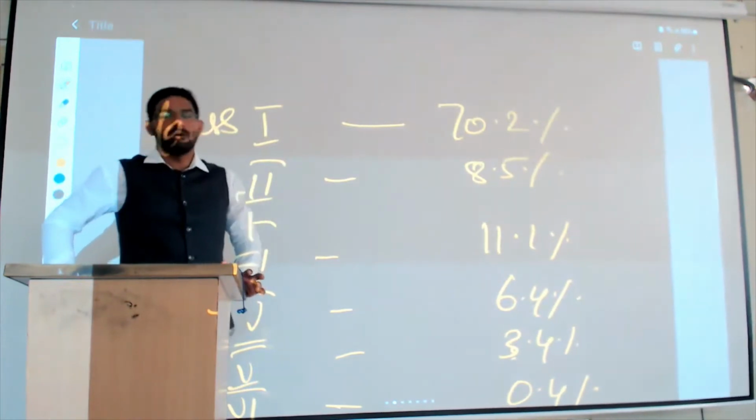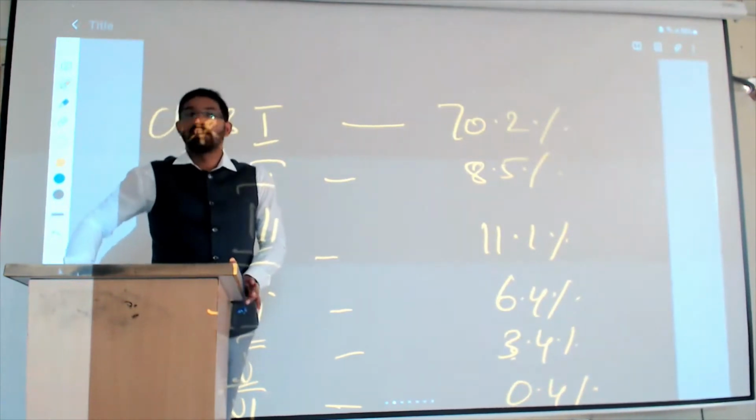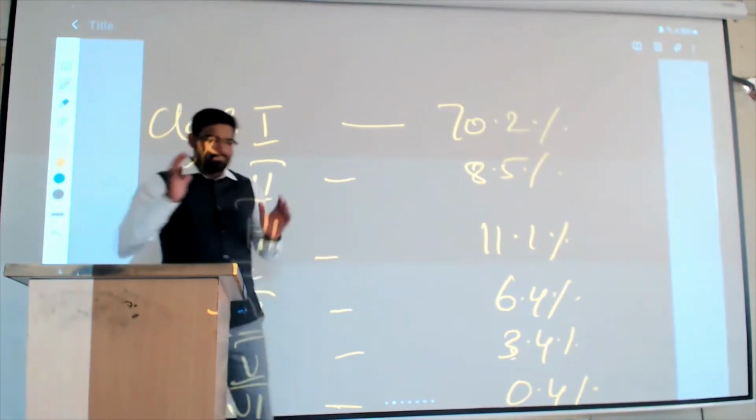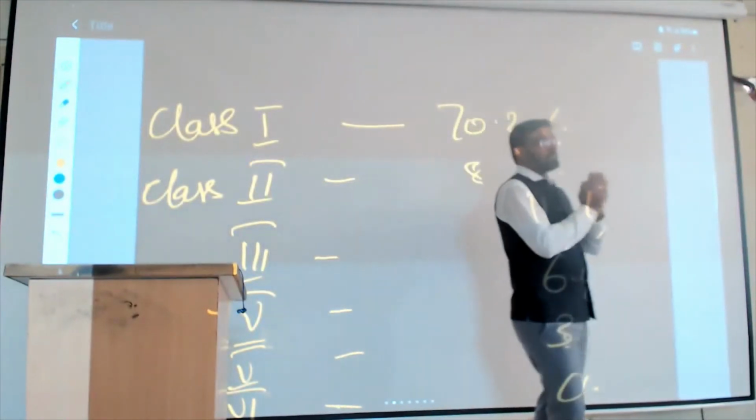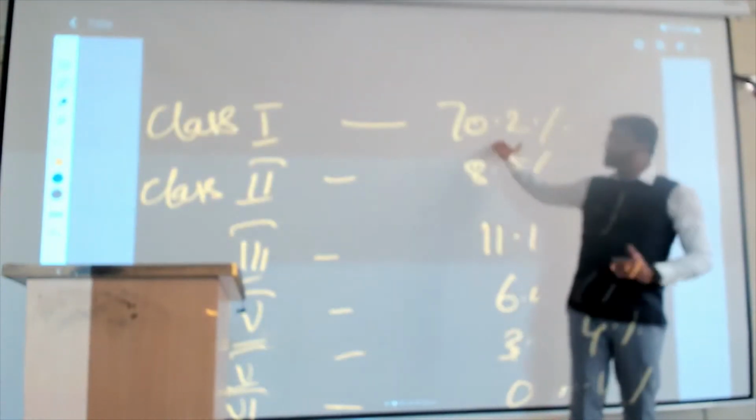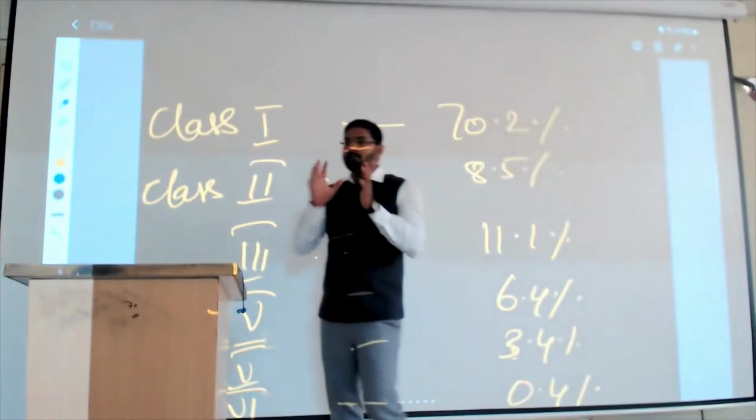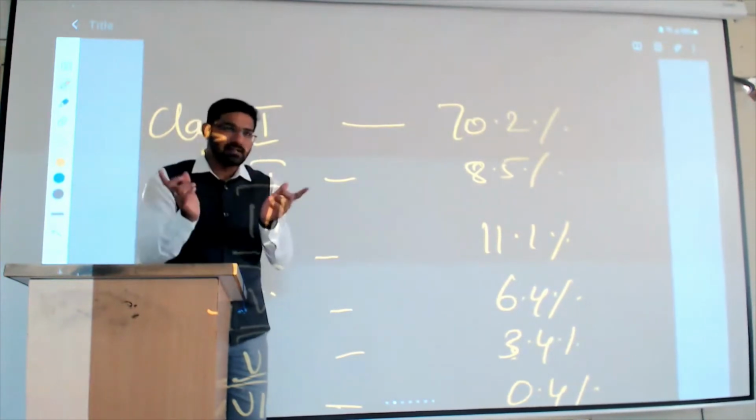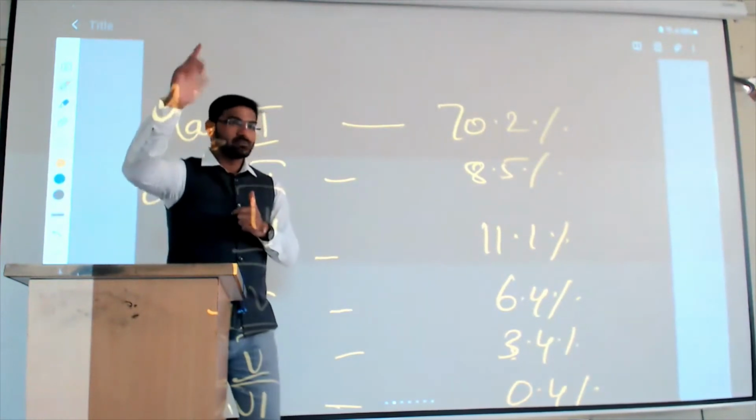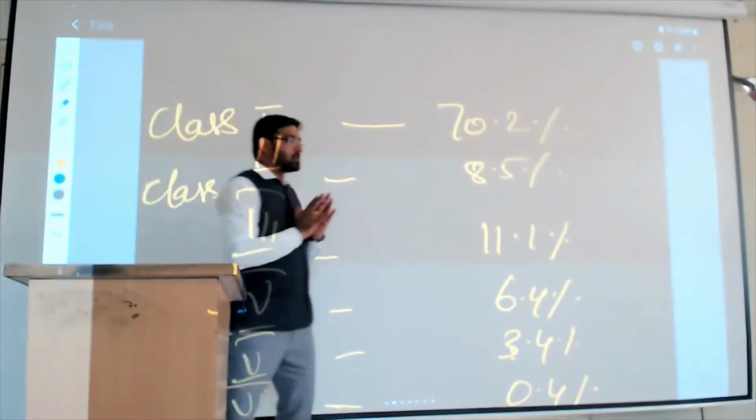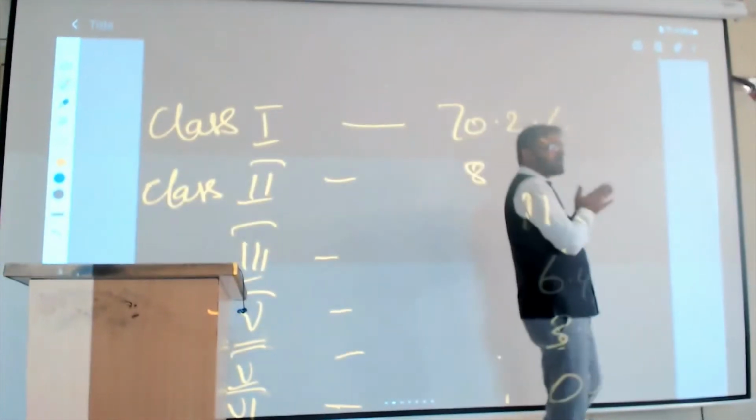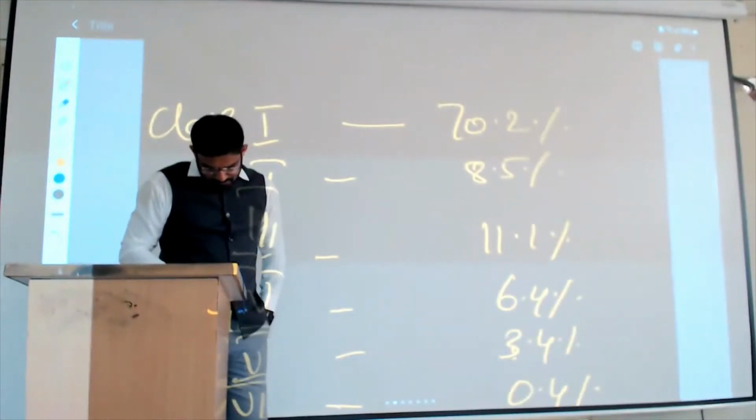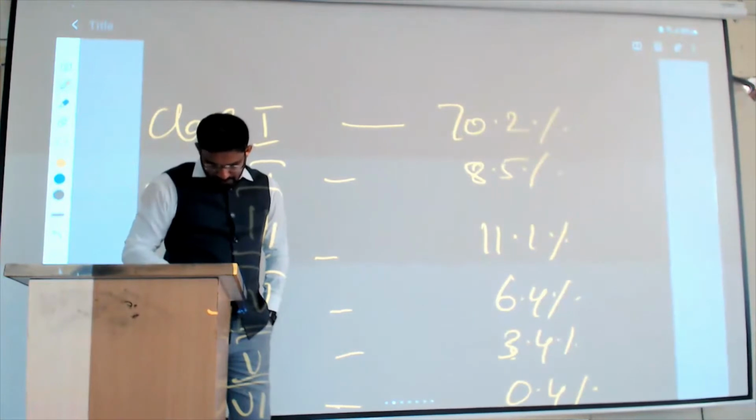Class 1 is a town whose population is more than 1 lakh. You can see the percentage of urban population living in class 1 towns is 70.2%. That is, 70.2% of our urban population lives in towns or cities whose population is more than 1 lakh. Class 2 means a population of 50,000 to 1 lakh. It is 8.5%, right?